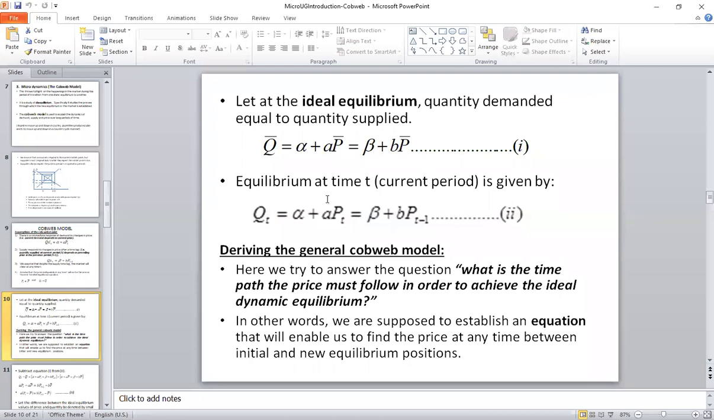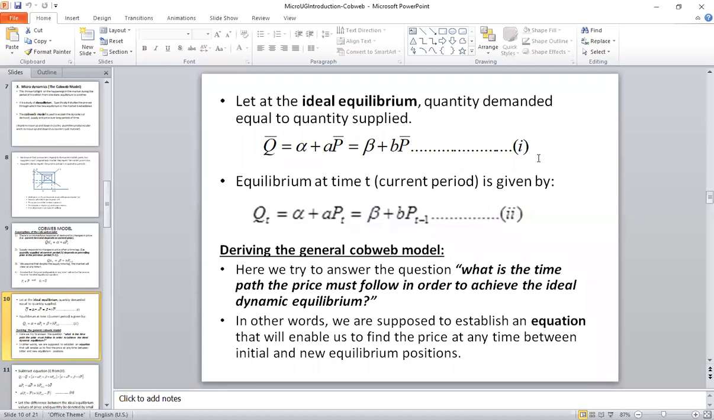Likewise, the equilibrium at time t, the current period, is given by that. You just bring what you had in the previous chart. So this is the quantity demanded, and that is the quantity supplied. So this is the equilibrium at time t. Like we say, despite the supply time lag, the market will always clear. So we are talking of equilibrium where demand is equal to supply. So we have two equations we have created here, and from these two equations, we are going to derive the cobweb model.